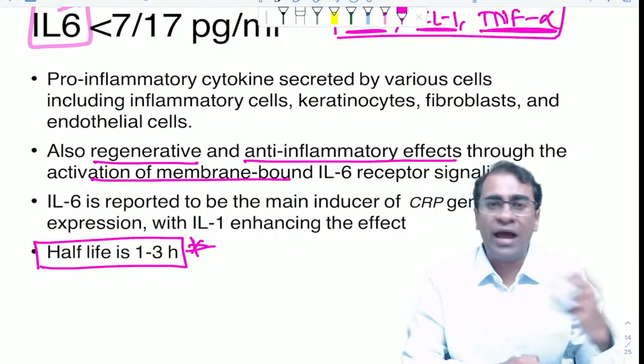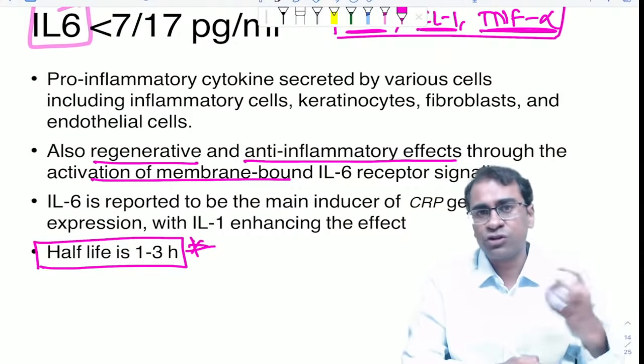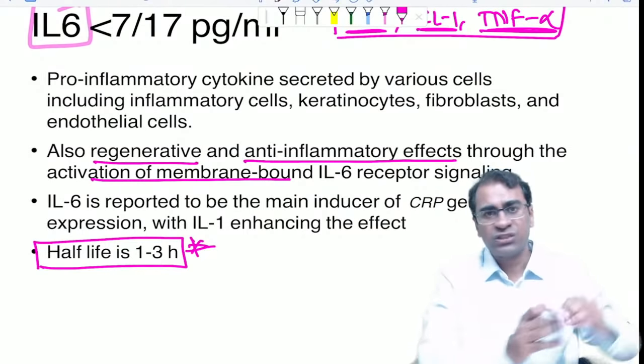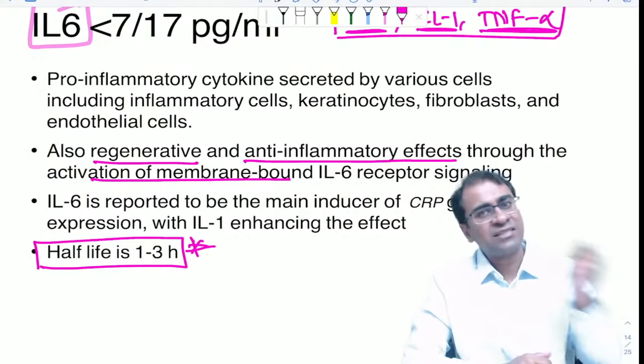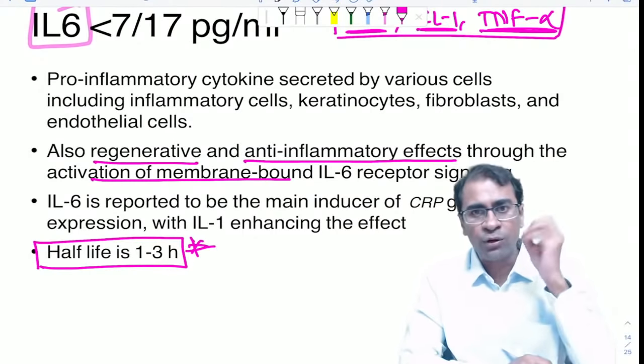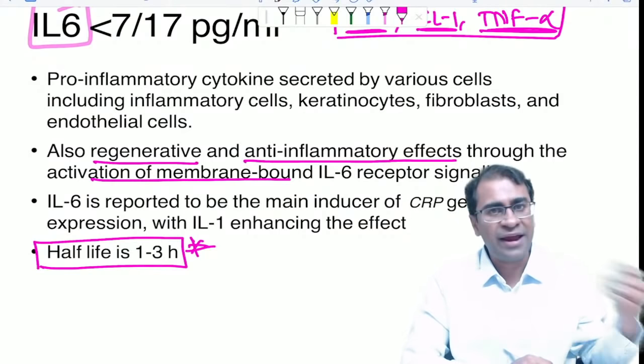They're called soluble IL-6. The half-life of soluble IL-6 is just 1 to 3 hours. So that is quite possible. IL-6 was increased in the night. The patient has an increase in CRP the next morning. He has a CRP of 76, 78, and your IL-6 is just below 7, it is 2.5.